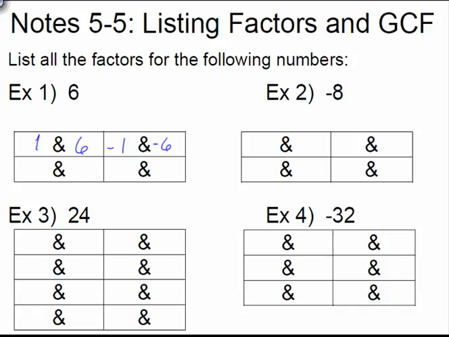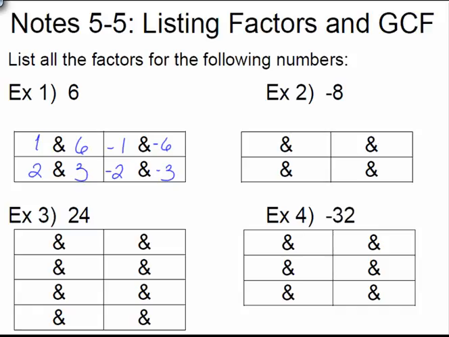Then we also have to think about, what else can I multiply to make 6? Yes, 2 times 3. And then I could do negative 2 and negative 3. When we're listing the factors, we've got to think of the positive and the negative versions of each.